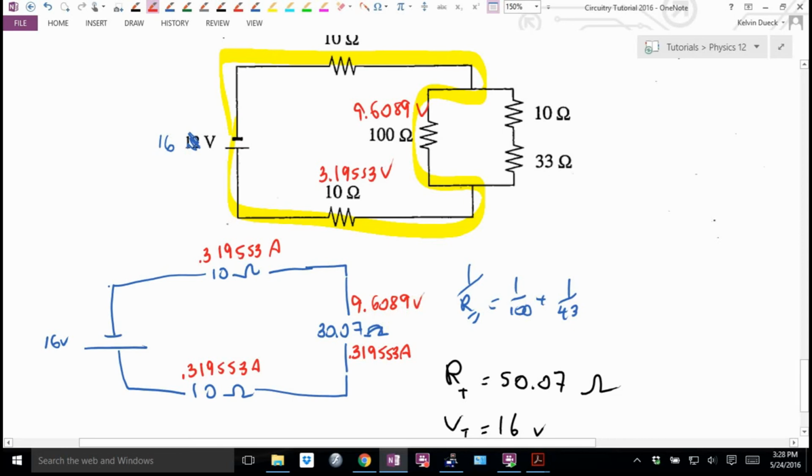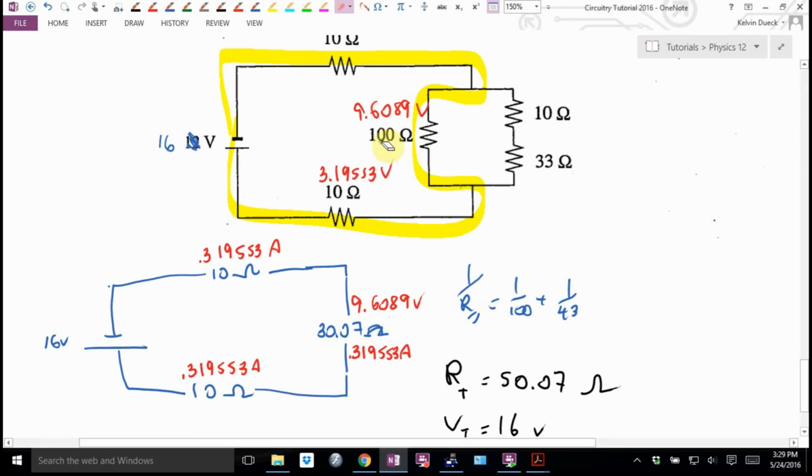0.6089 volts. Okay. How many amps must this be? No, you can calculate. How many? Do I know two things? No, guess. How can I calculate it? Put your calculator down. Just tell me how I can calculate it. V divided by R.